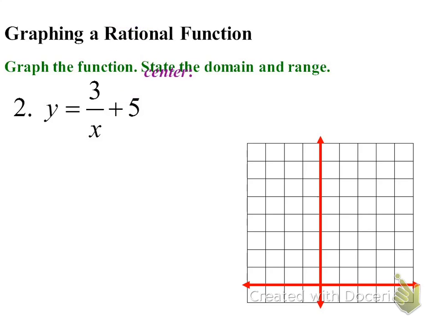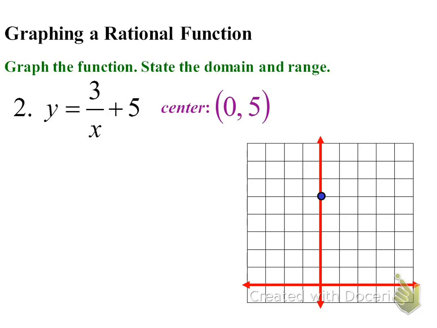So our center is at 0, 5. Now, a dot appears at 0, 5. That's not actually a point on your graph, remember. That's just kind of guiding our asymptotes. So if you want to skip that point, that's fine. If you want to draw it in, that's fine. But your curve will have nothing to do with that point. It won't go through it or anything.